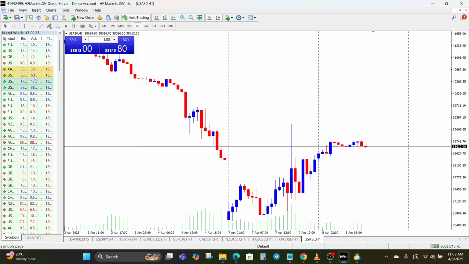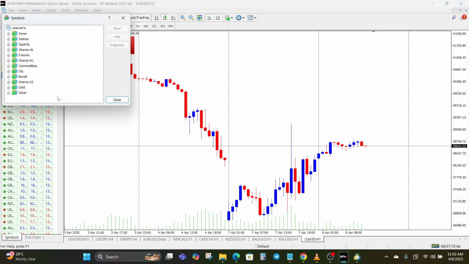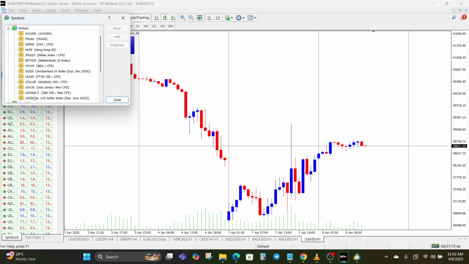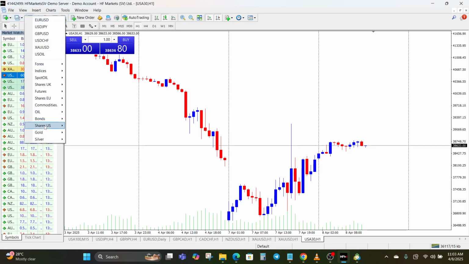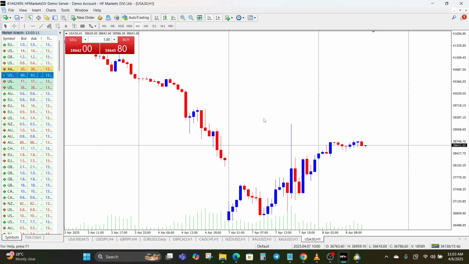You right click, select symbols, search for US30 or similar names, and enable it. If it's not yet enabled on your platform, you can search for US30, then drag and drop it onto your chart. Or you can just go to File, New Chart, and then Indices and US30. It depends on your broker, depending on the name that is used.